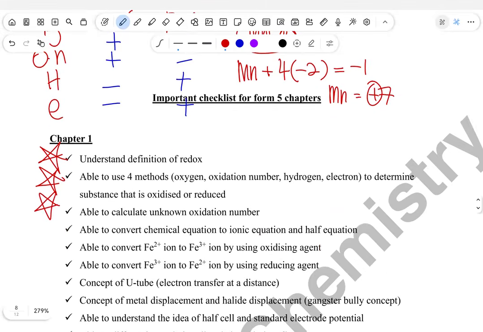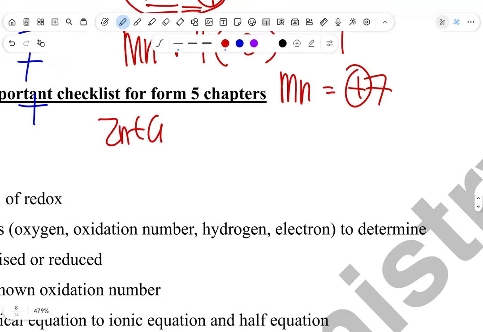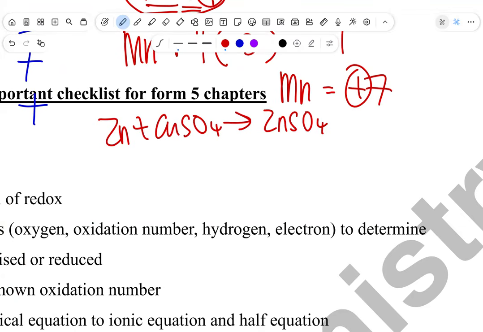Make sure everyone knows how to write a chemical equation, and convert a chemical equation to an ionic equation and half equation. Ionic equation has charge, doesn't have electrons. Half equation has charge and has electrons. Example, zinc plus copper sulfate becomes zinc sulfate and copper. So this is a chemical equation. Can we convert to an ionic equation? Yes, we can list out the charge.